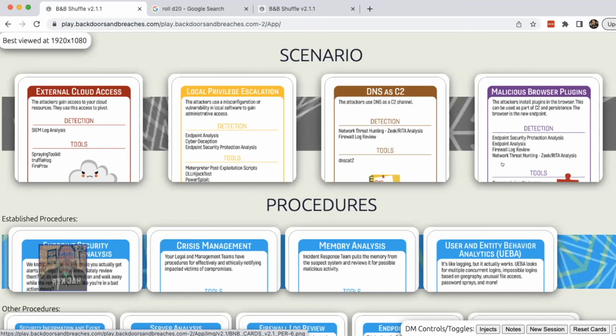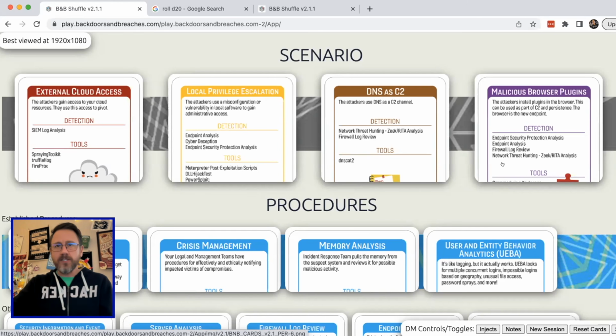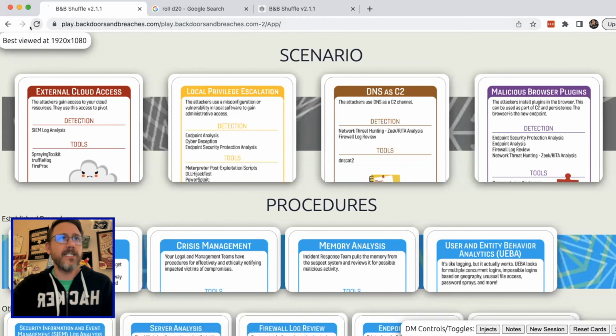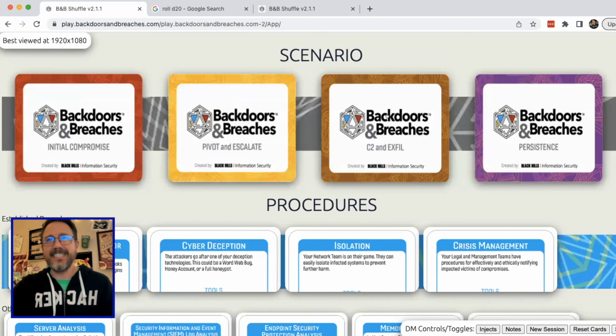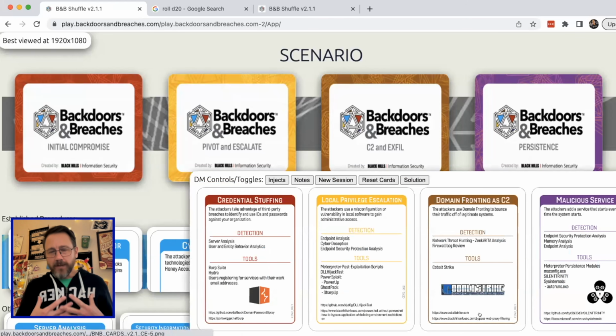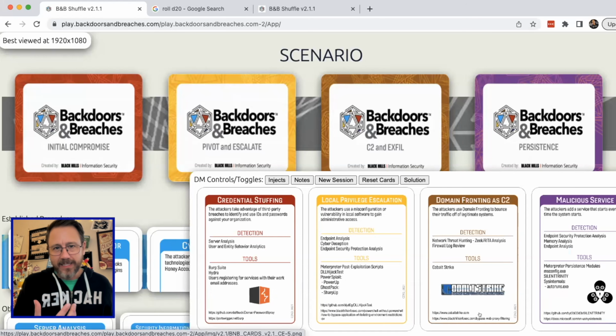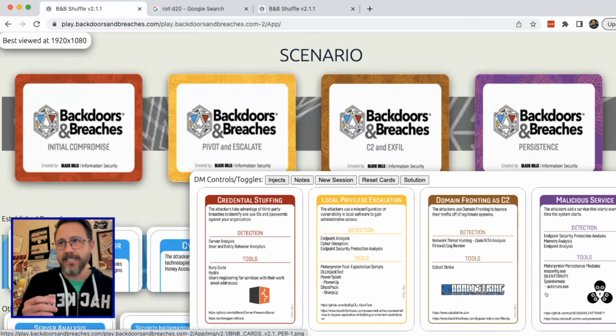All right, cool. Okay. So the top cards are the attack cards. So you have the initial compromise, pivot and escalate, C2 and exfil, and persistence. Now down here, I get to see those. So if I was running this game as the incident captain, I would look down here at the solution. I would see what the solution is, and I would know that it's credential stuffing with local privilege escalation, domain fronting a C2, and malicious service. Now, if I didn't know what these things are, I could read the explanations a little bit and understand.